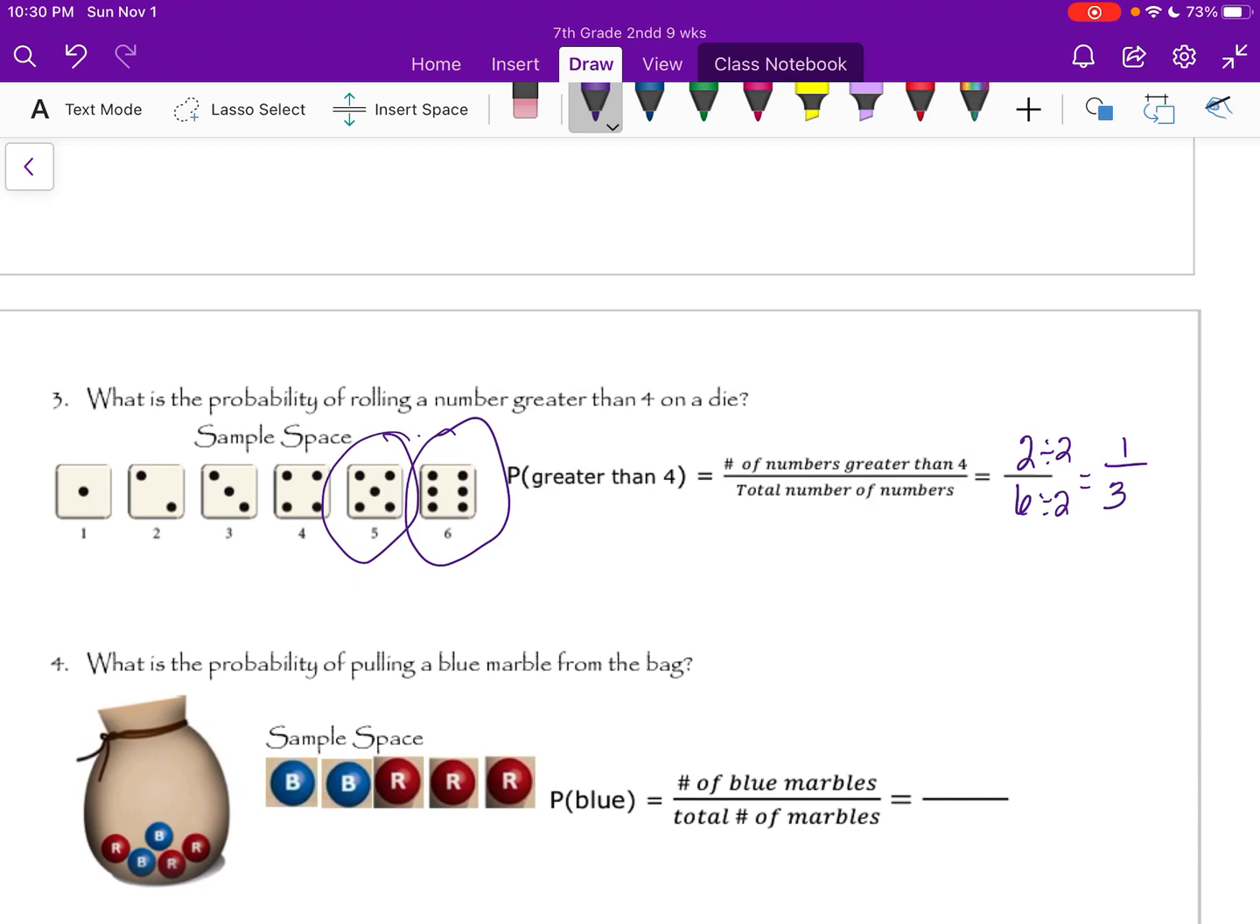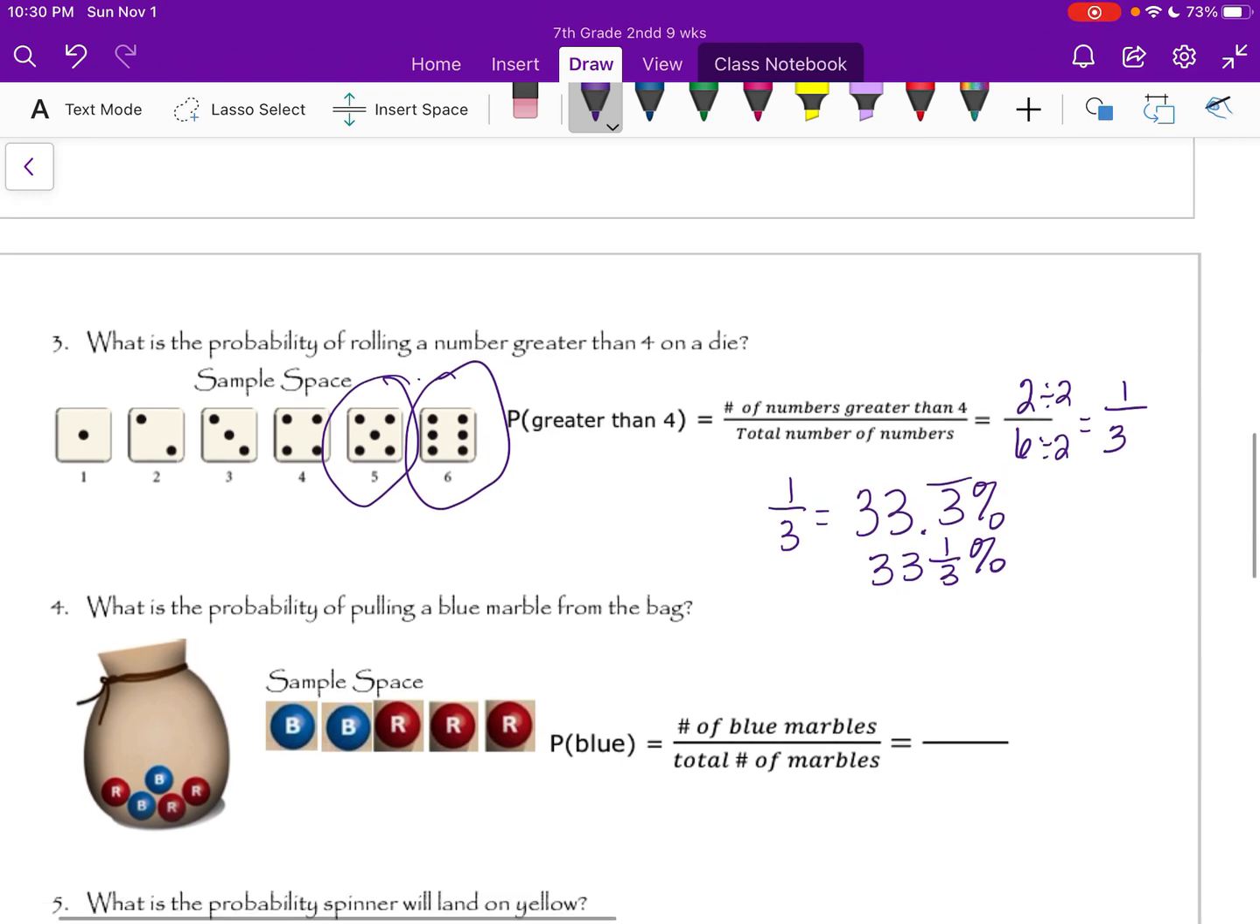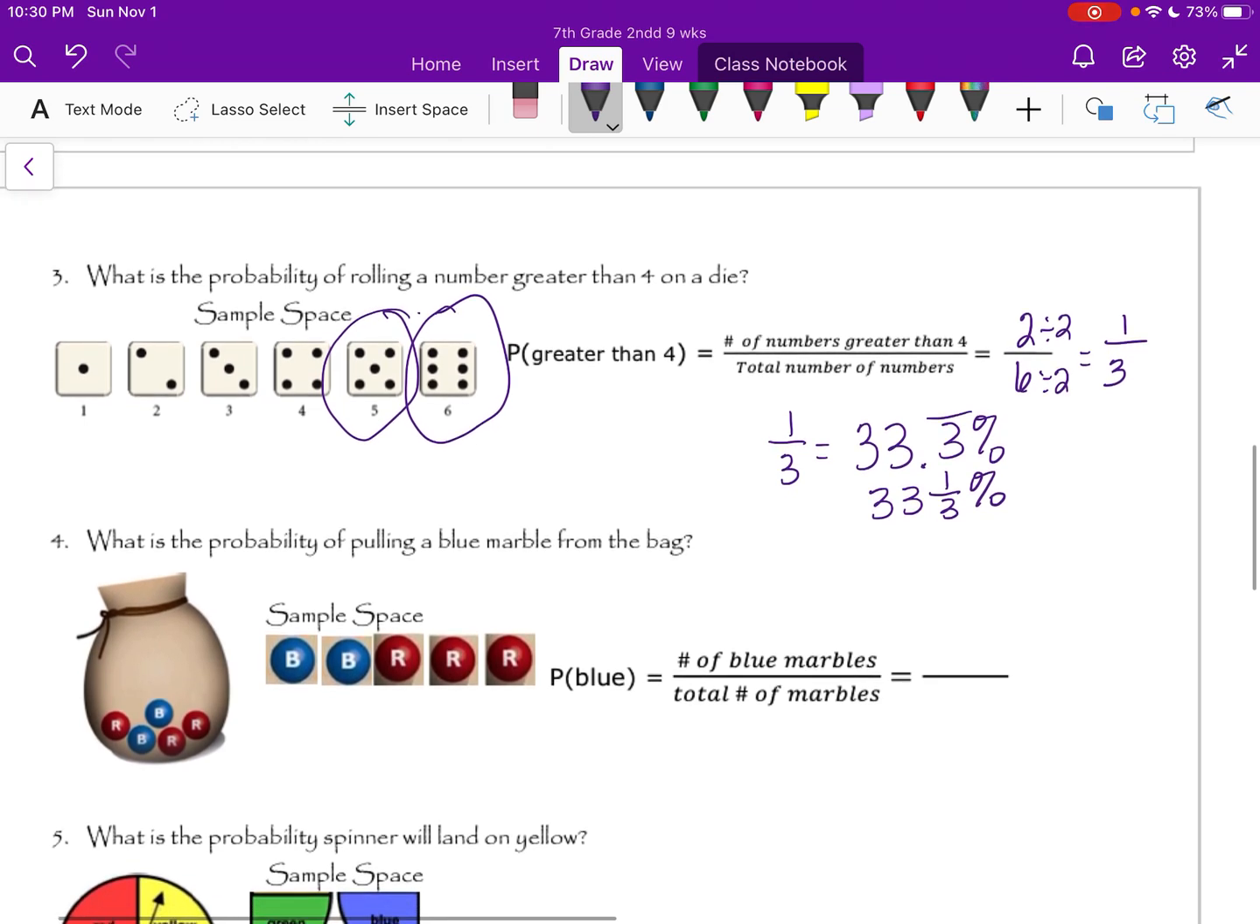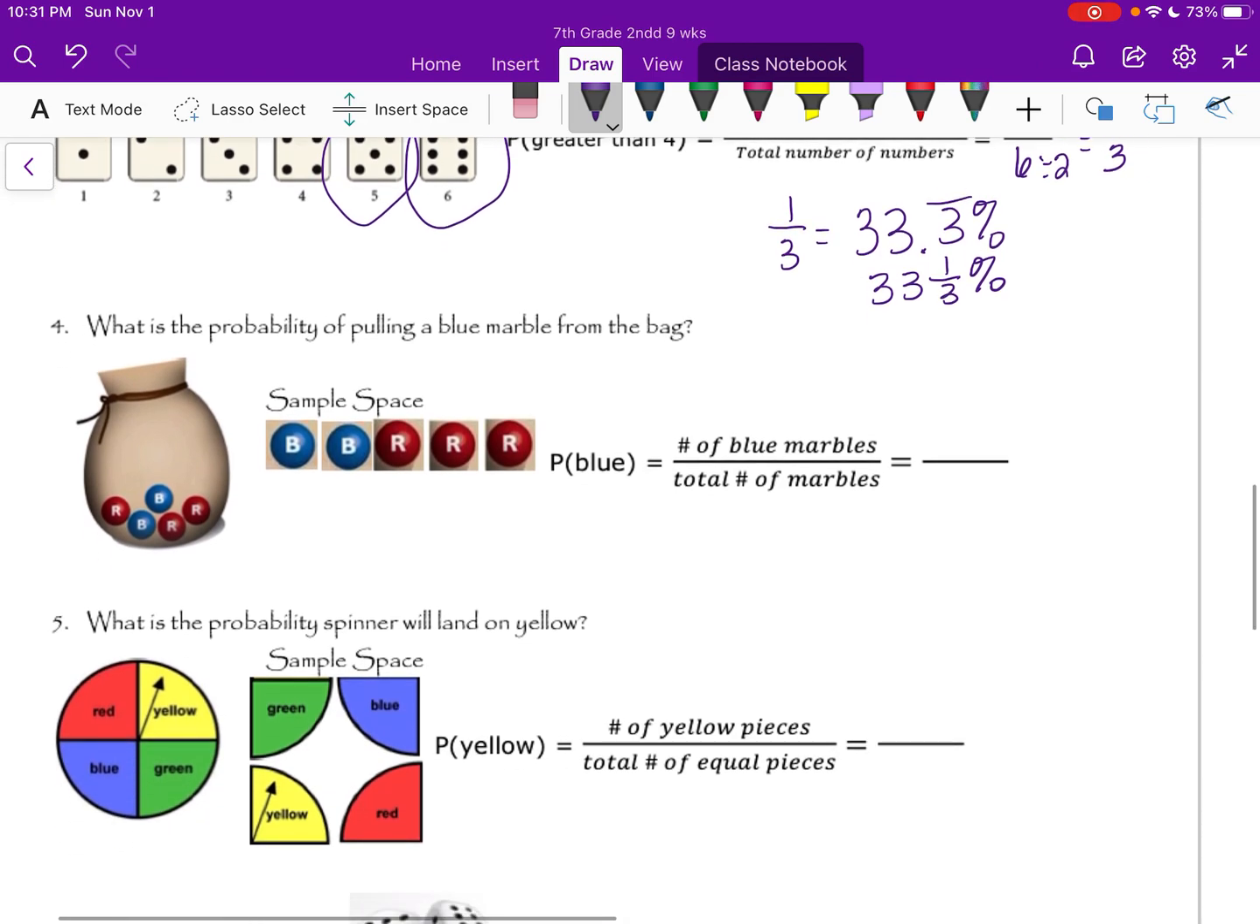If you haven't yet memorized that 1/3 is 33.3 repeating percent, or 33 and 1/3 is another way to write that, you need to memorize that because that is used a lot in math. So the probability of rolling a number that's greater than 4 is 1/3, or 1 out of 3, or 33 and 1/3%.